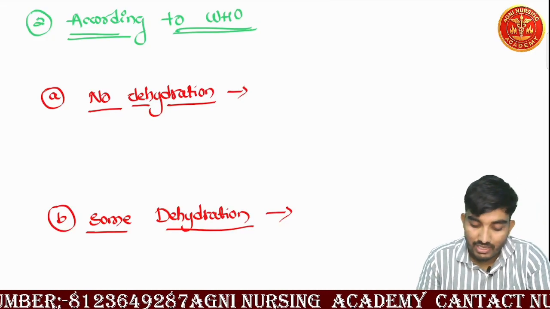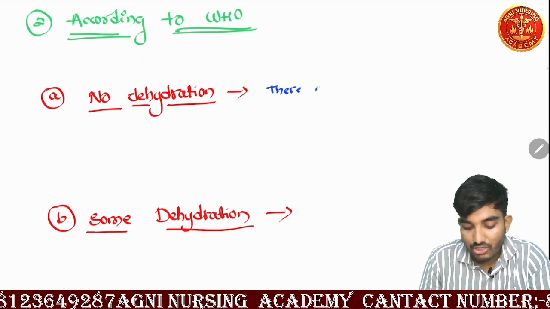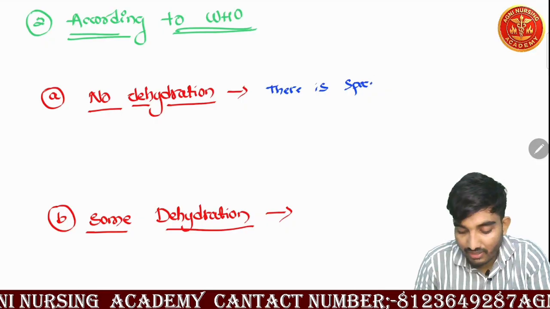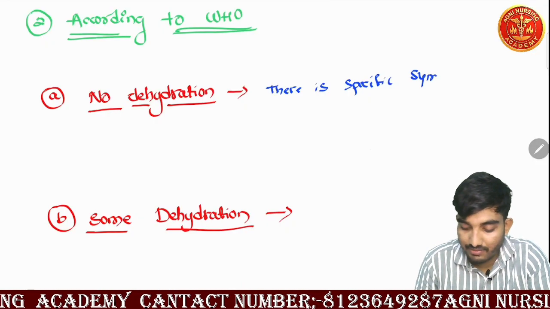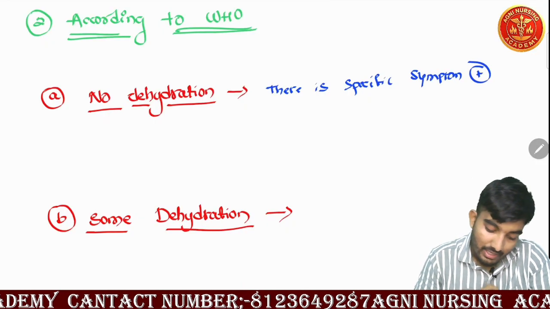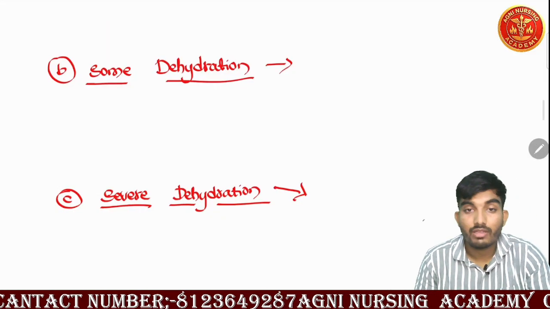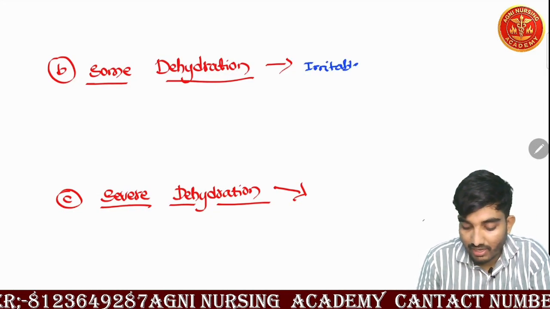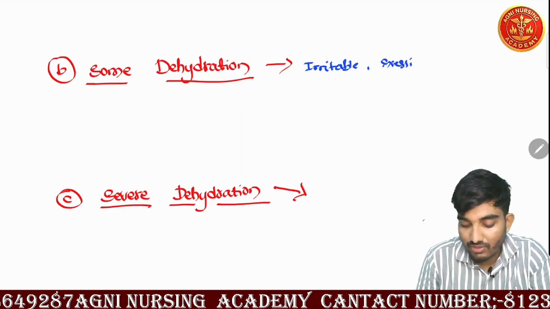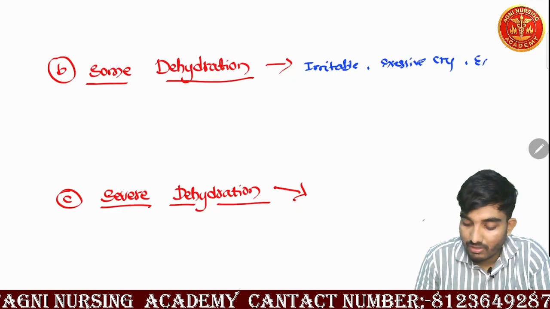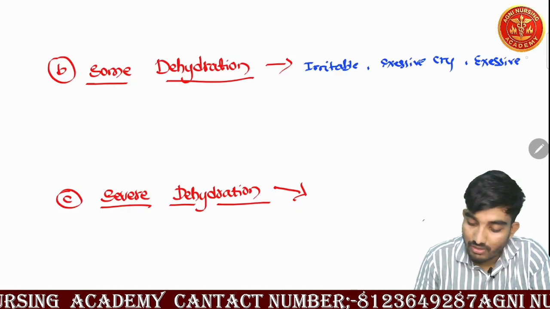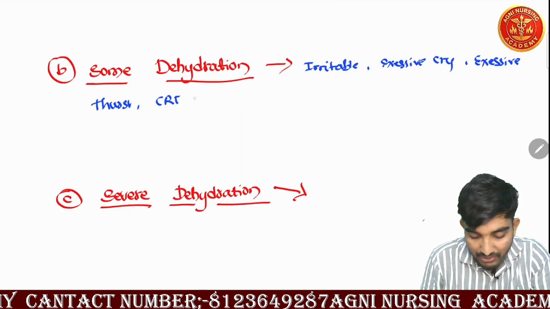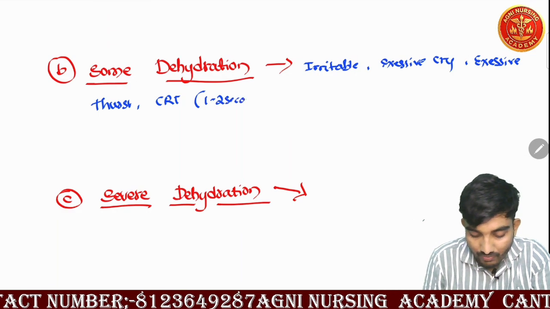In no dehydration, there are no specific symptoms present. But in some dehydration, the child is irritable, with excessive crying, excessive thirst, and capillary refilling time between 1 to 2 seconds.